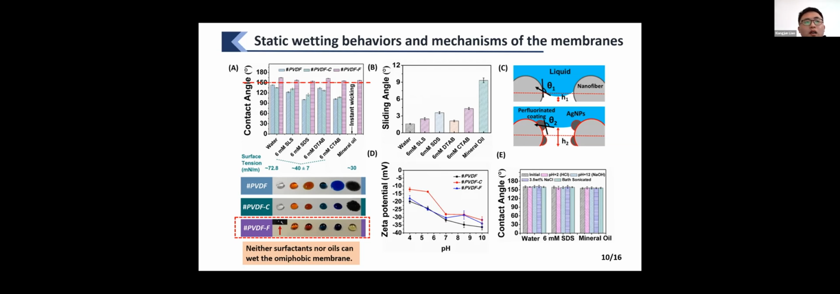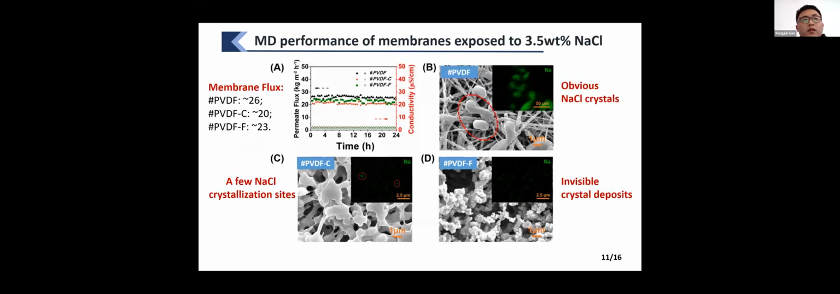The anti-wetting property of the omniphobic membrane is attributed to the reentrant structure with low surface energy, which makes the droplets exist in a Cassie state and avoids the penetration of low surface tension droplets. And as shown in Figure D, all membranes show a negative charge in the pH range from 3 to 10. The omniphobic membrane also maintains robustness even after chemical and physical damage.